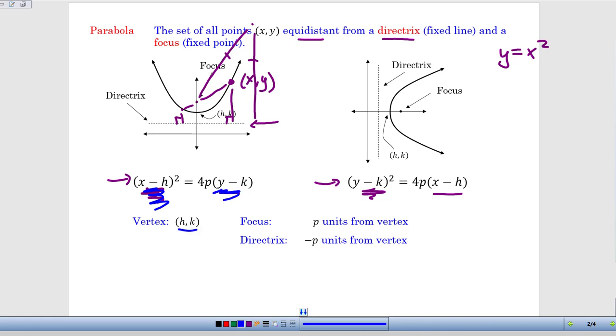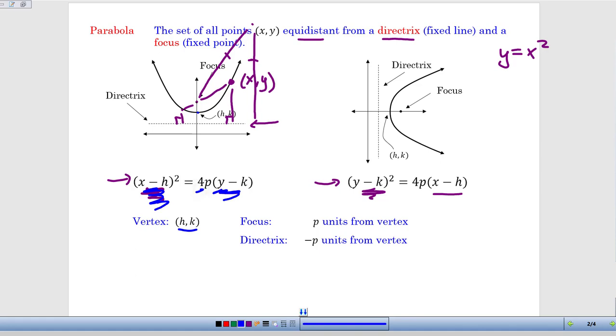We've got (h, k) as the vertex of the parabola, and that's the same as what we had studied previously. That's just either the lowest point or the highest point of the parabola, or the left-most or the right-most point if it's opening sideways. So the vertex is going to be that (h, k). Now instead of (h, k) being the center of the shape like it was for the other three conic sections, it's now the vertex of the shape.